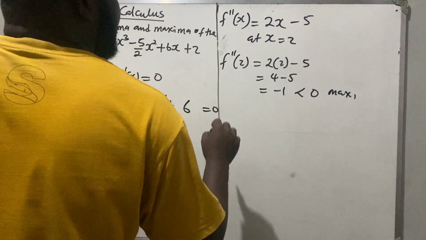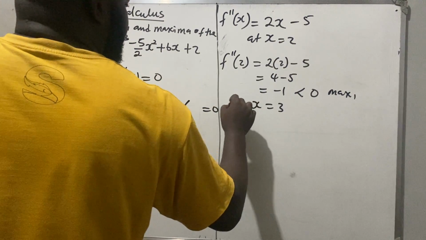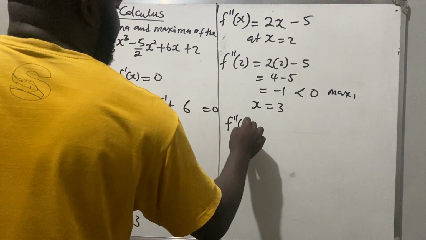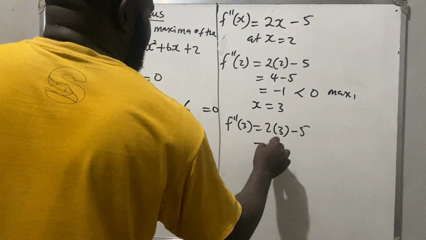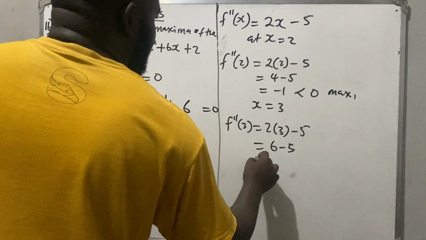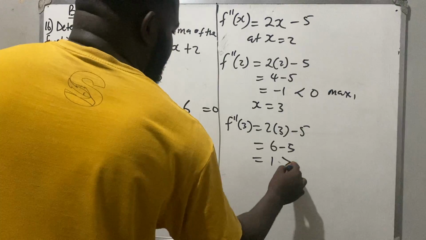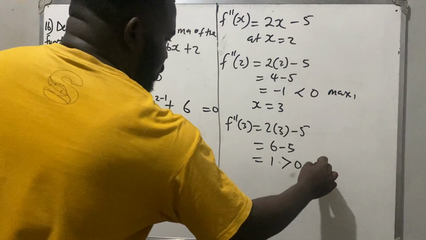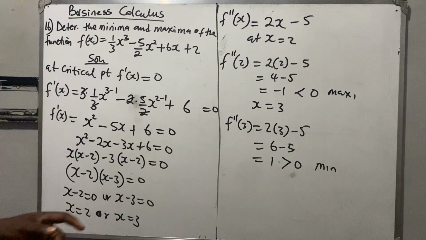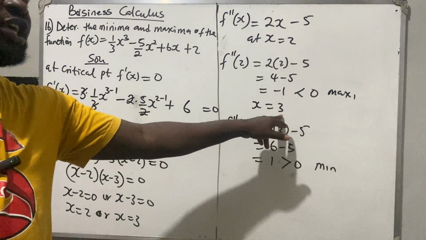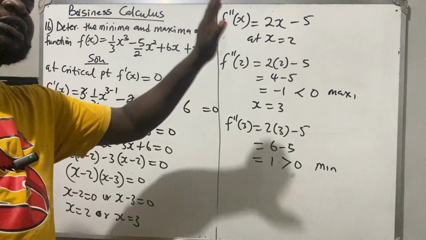This is for maximum. So now we test the other one. At x equal to 3, we now have that f prime prime of 3 will be 2 into 3 minus 5, which gives 6 minus 5, which gives 1. And this is greater than 0. If you have greater than 0, we call it the minimum point. So we know that x equal to 3 will give us the minimum value, and x equal to 2 will give us the maximum value.